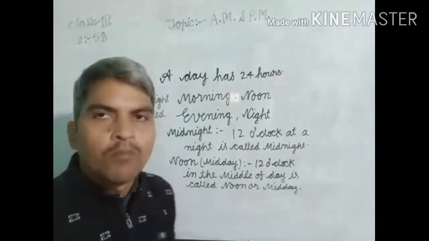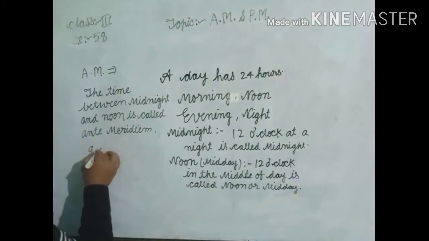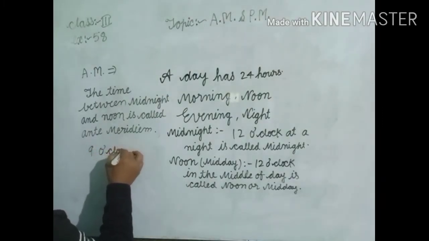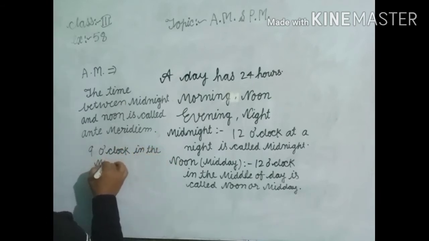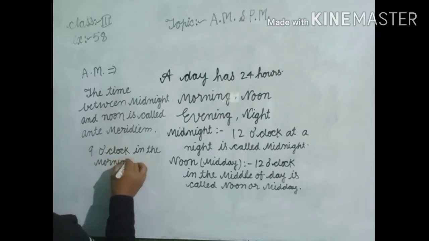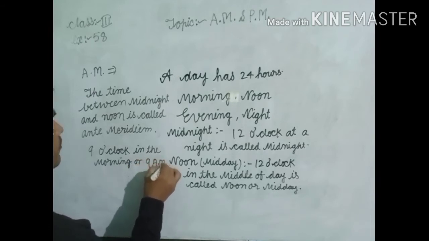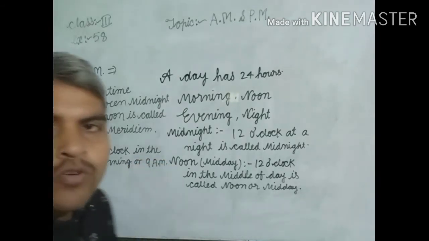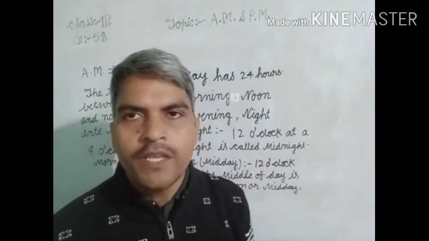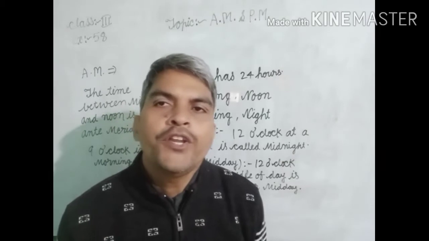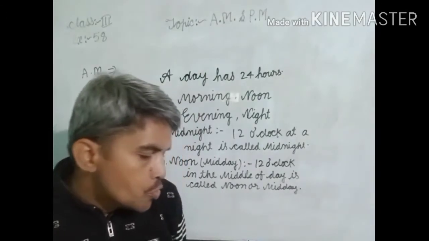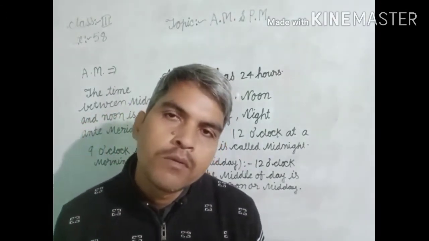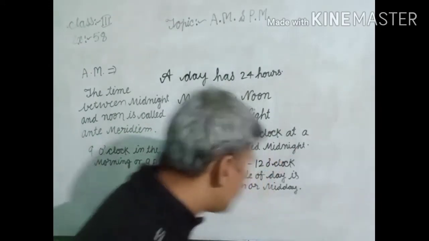9 o'clock in the morning is 9 a.m. You must understand what is AM. The full form of AM is ante meridiem. The time between midnight and noon is called ante meridiem. What is PM?